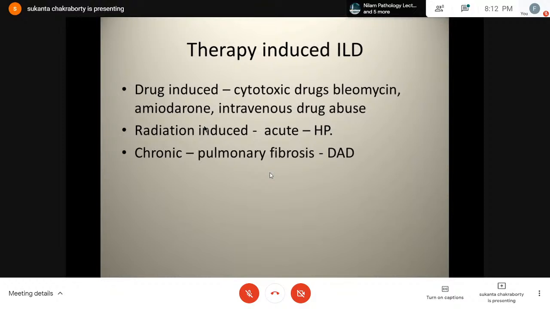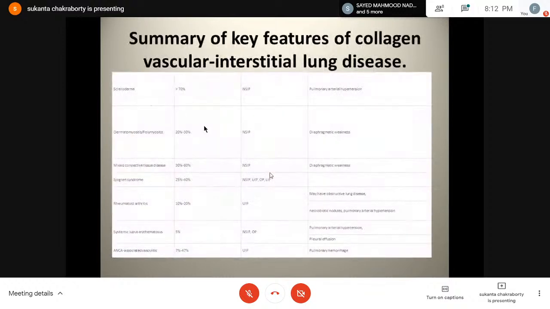Next, what is left is therapy-induced interstitial lung diseases. First of all, drug-induced cases, and common drugs giving rise to ILD are cytotoxic drugs like bleomycin. Amiodarone is a known culprit for ILD, and intravenous drug abuse can also be a cause of interstitial lung disease. Apart from drugs, there can be radiation-induced ILD. In acute form, acute radiation-induced ILD is nothing but a type of hypersensitivity pneumonitis, and in chronic form, there is pulmonary fibrosis and diffuse alveolar damage.